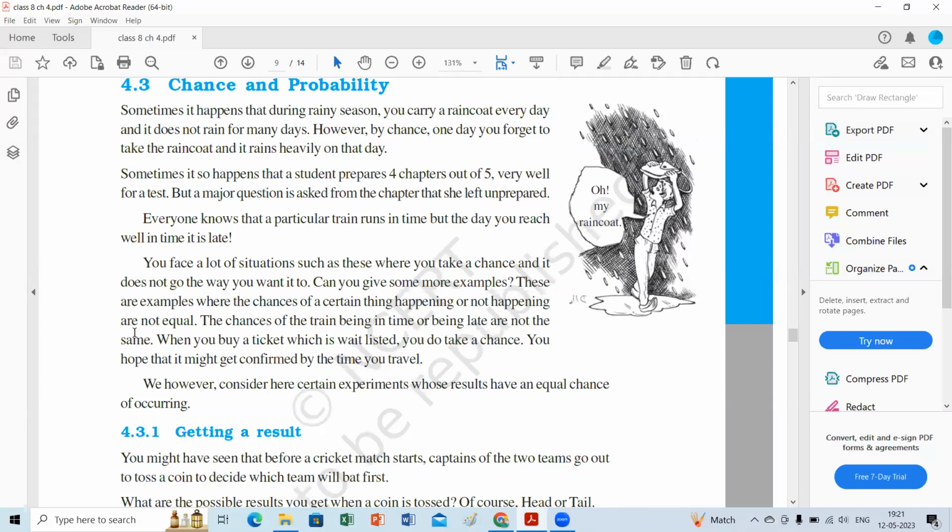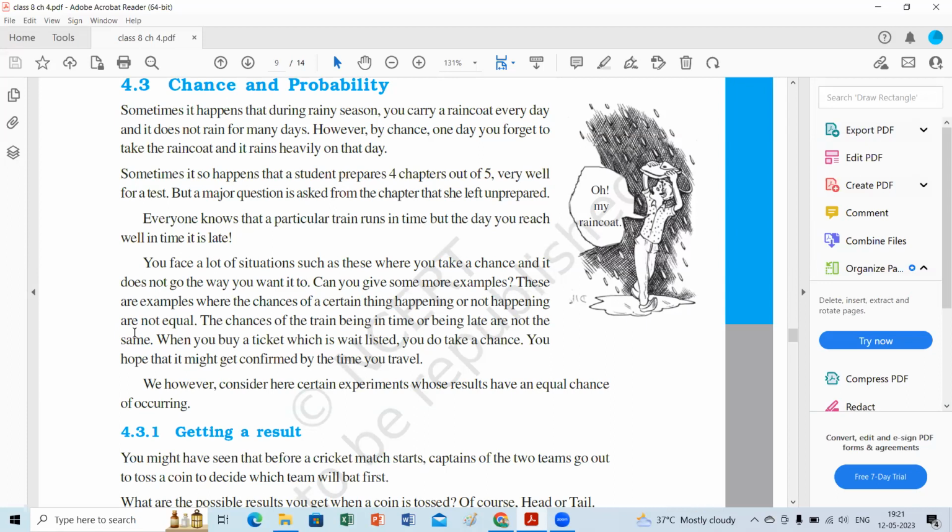See, there are a few more examples here, children. So here there is a chance, and it depends on three conditions. The chances of the train being on time or being late are not the same. Maybe someday the train is even cancelled. The chances are not the same all the time, right? When you buy a waitlisted ticket, you take a chance. You hope it might get confirmed by the time you travel. We are just hoping, yes or no?